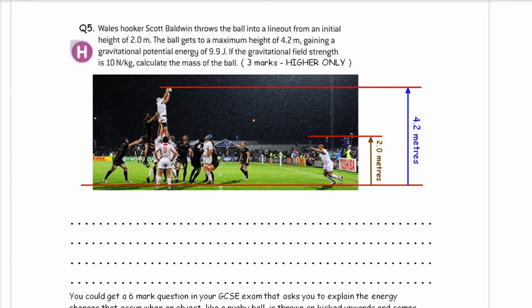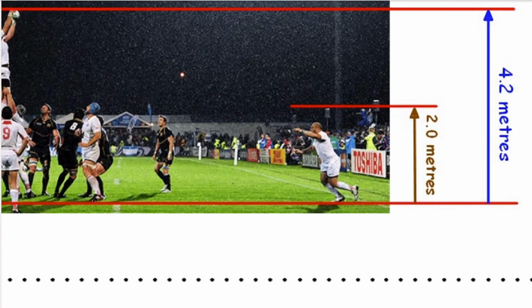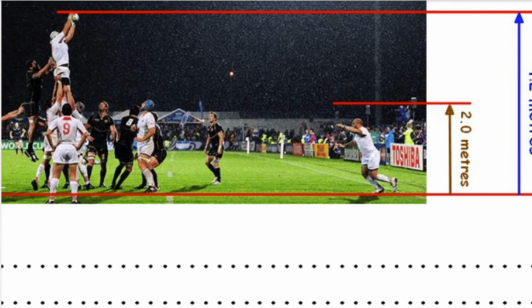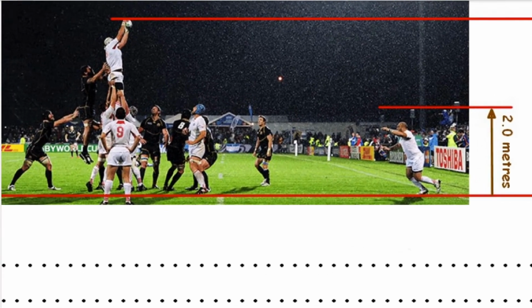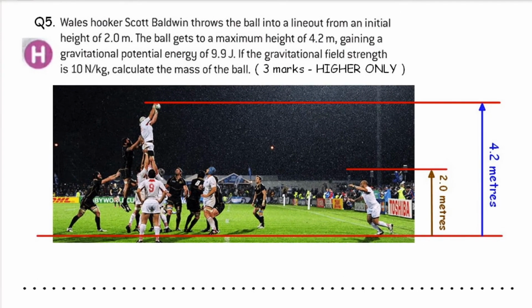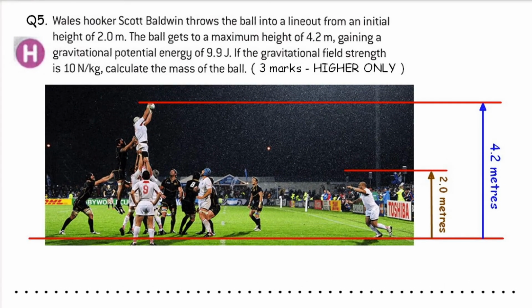Okay, now this question, question 5, is a far more challenging question, and I'll go through this with you. And it says, Wales hooker Scott Baldwin. By the way, that certainly doesn't look like Scott Baldwin. And it's certainly not Wales, and I don't even think it's Ospreys. I know he doesn't play for Ospreys anymore. I think he's gone to an English club, possibly Harlequins.